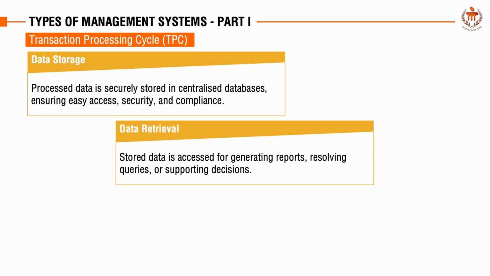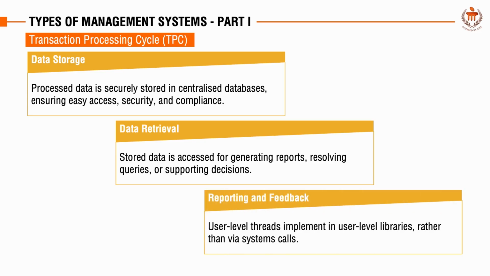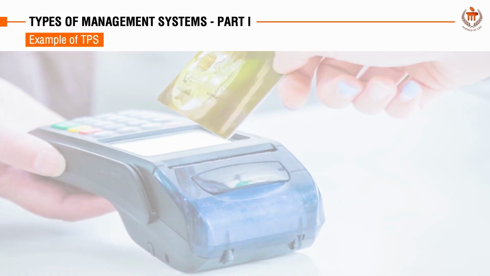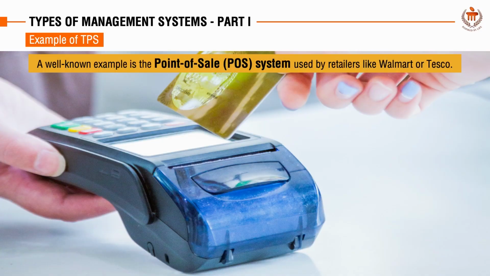Finally, the last step is reporting and feedback. Reports and summaries provide performance insights, while feedback mechanisms like alerts or confirmations keep stakeholders informed. Now, let us look into an example of TPS.